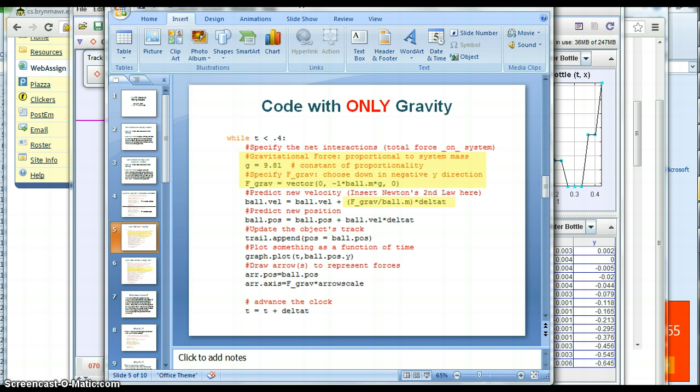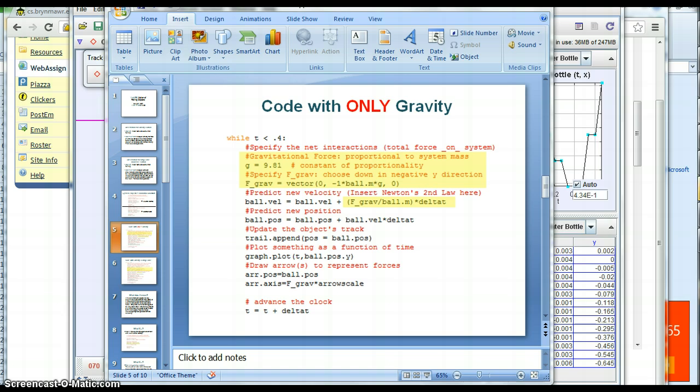And so the code that only involves gravity is being shown right here. The yellow boxes indicate where gravity is actually used in the code. So the gravitational force is -1 times the mass of the object times gravity, and that's the y component of the vector, and it's used to calculate the velocity as it falls.